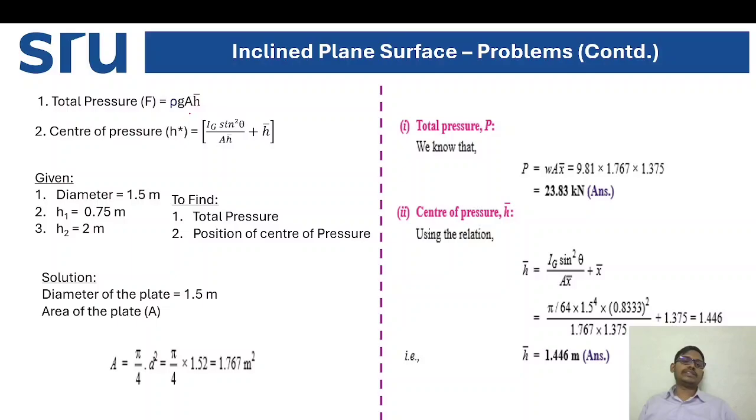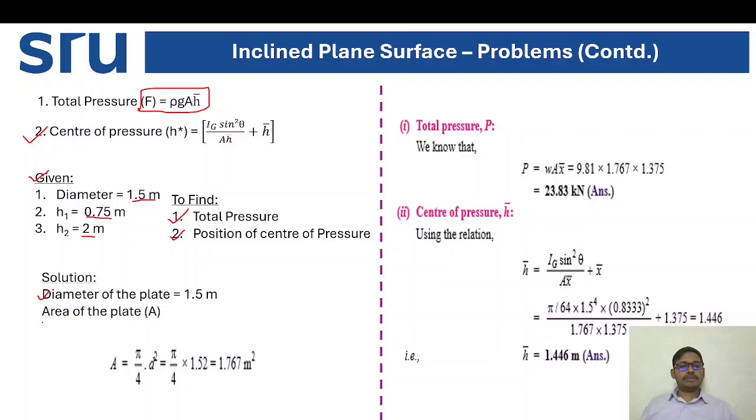And the total pressure, that is the force, is equal to rho g A H bar. The center of pressure H star equals Ig sin square theta by A H bar, plus H bar. Given diameter is 1.5 meters, H1 is 0.75 meters, H2 is 2 meters. So we are finding the total pressure and the position of center of pressure.